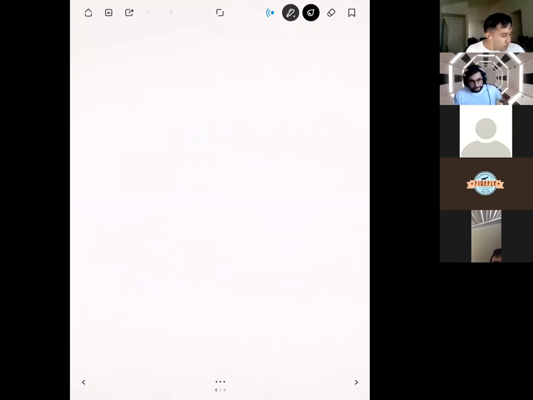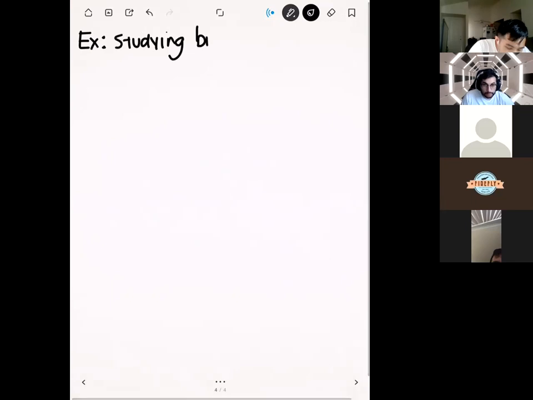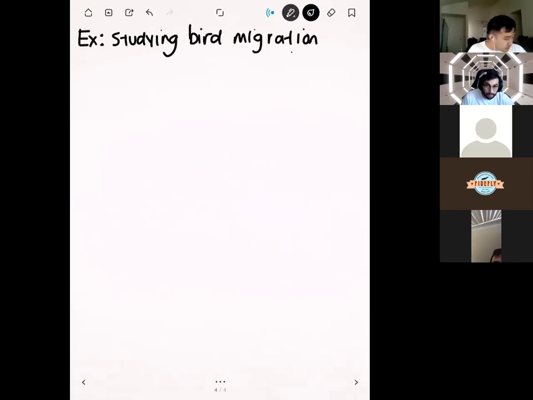I'll use one more analogy, because for these kinds of concepts, more analogies are nice. Let's think of an example where you're a biologist studying how birds migrate in the season. There are two different approaches you can use to study bird migration. You can take the Lagrangian approach.